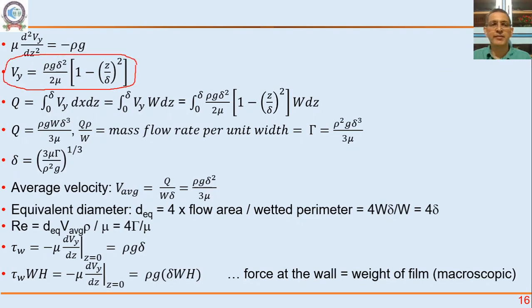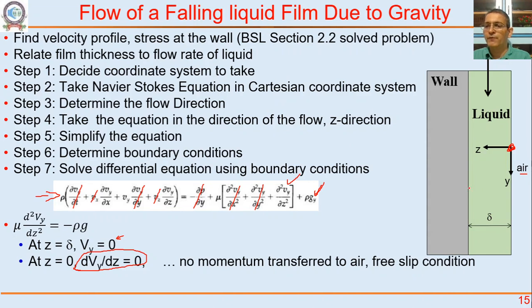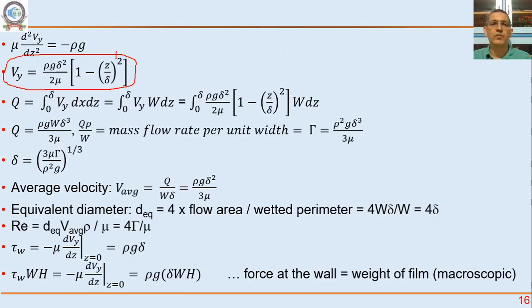If you plot that, this is how it will look like. If you are plotting velocities here at this location in the y direction, velocity is 0 here. Velocity is slightly more here. Velocity is slightly more here. And no velocity gradient, meaning dVy by dz is 0 at the surface. So this velocity profile is parabolic. Quadratic if you like. Parabolic.